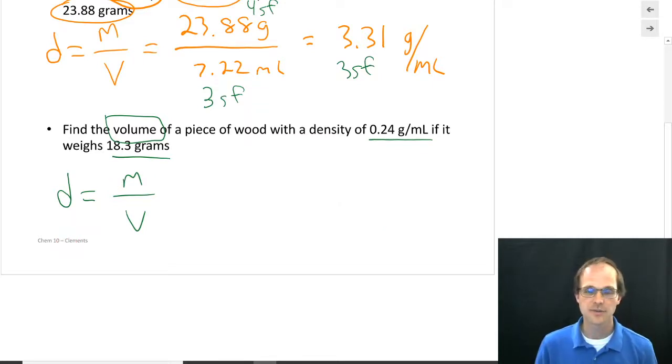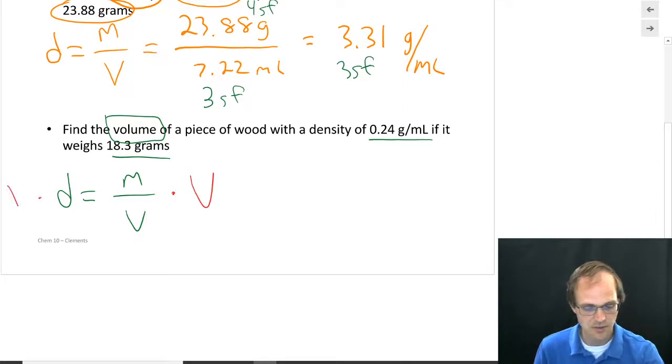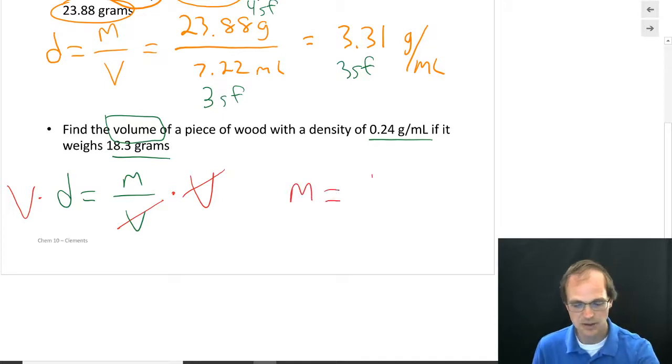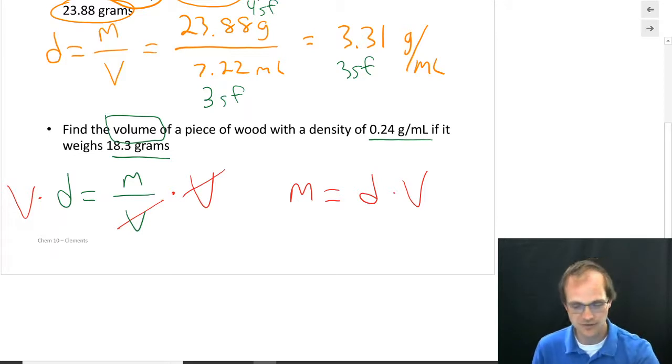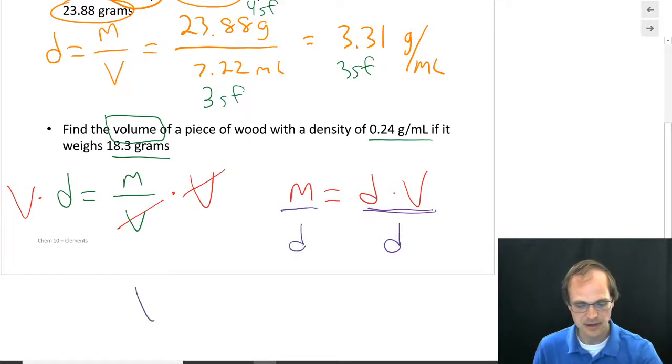What do we need to do? Anytime what we're solving for is in the denominator, the first thing we need to do is get it out of the denominator. How do we get volume out of the denominator? We multiply both sides by v. One on top, one on bottom cancels out, and we get m equals d times v. Now we can solve for volume by dividing both sides by d. And we get v equals m over d.